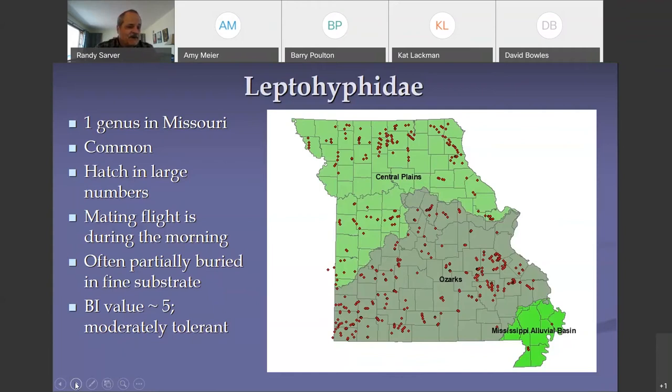They are often partially buried in fine substrate. And if you remember what I said about operculate gills, they're protective, like a hardened cover, an operculum, over the more functional gills. So that is a little bit protective as far as sediment goes. They can tolerate more sediment. As you see, their biotic index value is a 5, which is kind of mid-range, moderately tolerant. And you can see from the distribution map that they're pretty much all over Missouri. Next.